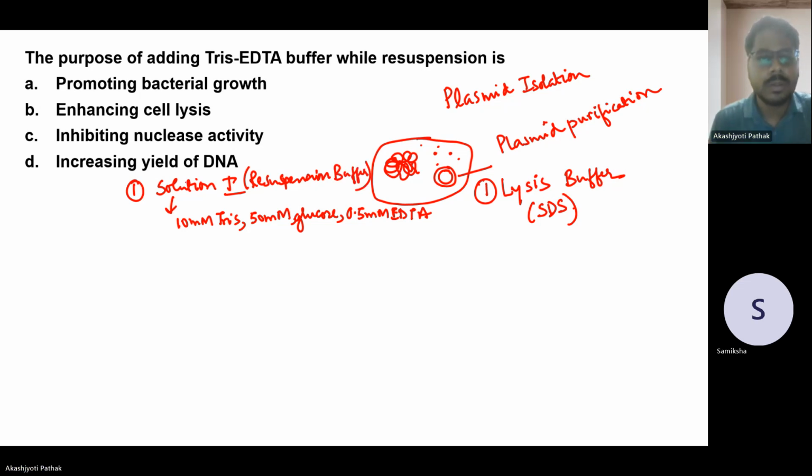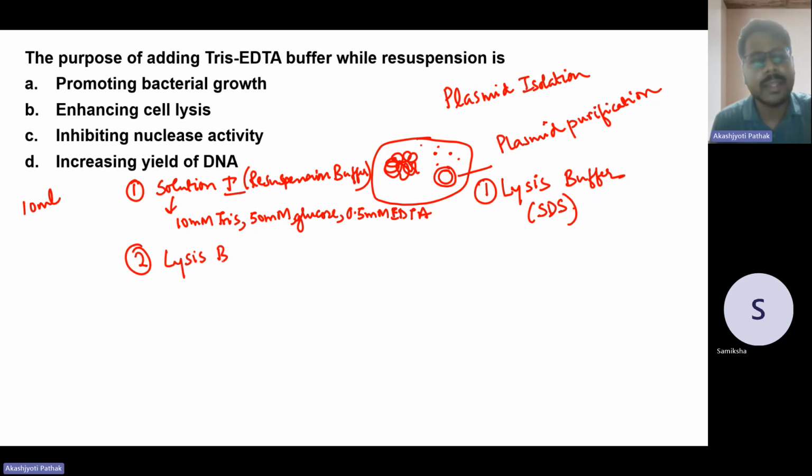So you grow a culture. A 10 ml culture of bacteria is grown. Then this 10 ml culture is centrifuged and you get a bacterial pellet. First, this bacterial pellet is resuspended in solution one. Now in the next step, you add the lysis buffer.